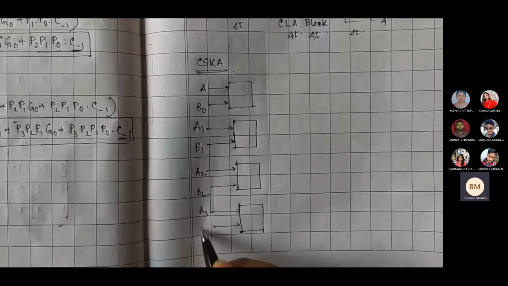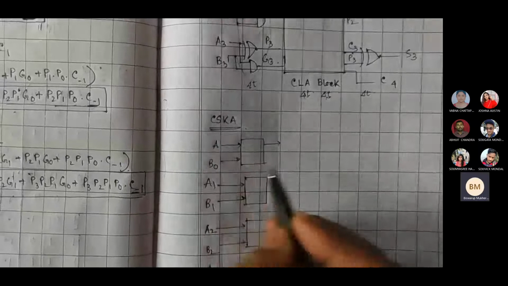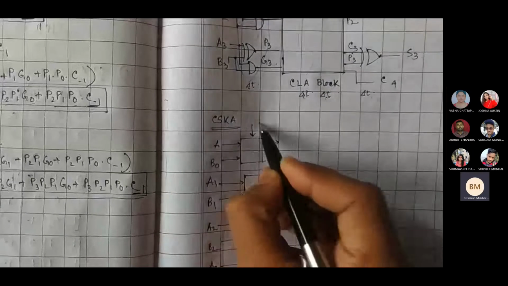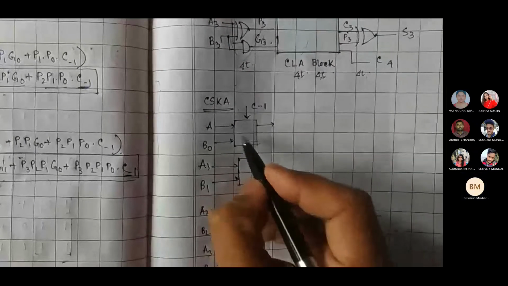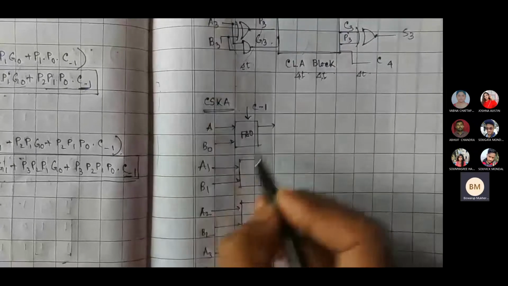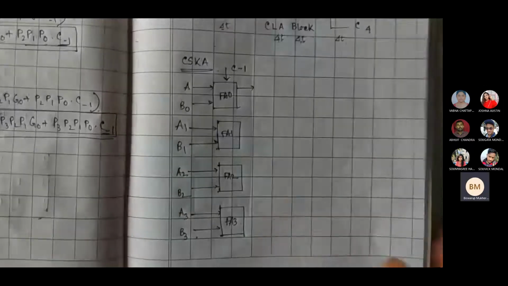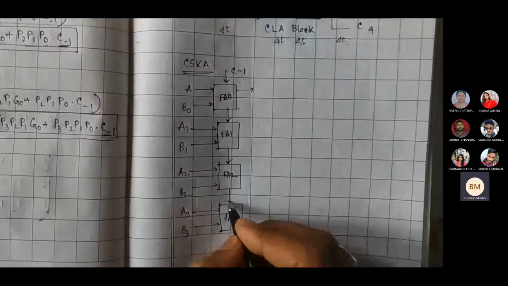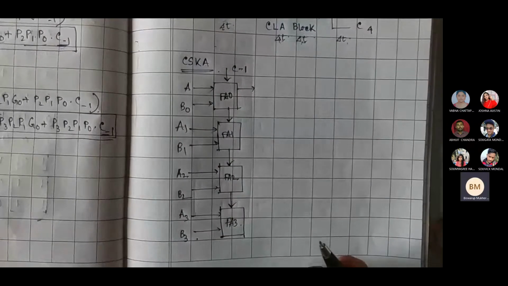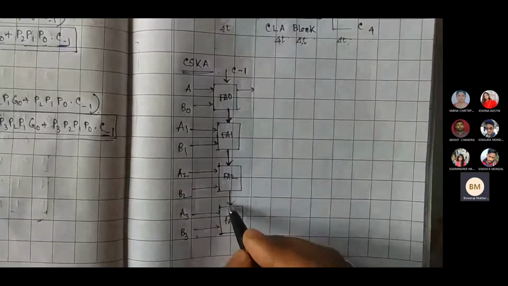And A3, B3. Okay. So now, obviously, this is C-1, the initial carry input. This is the full adder: FA0, FA1, FA2, FA3. Correspondingly, we are propagating this carry, just like a normal ripple carry adder. They are actually providing this carry.